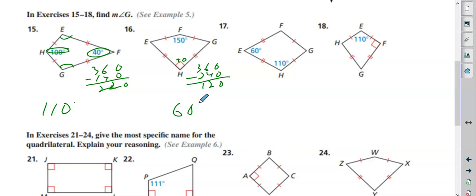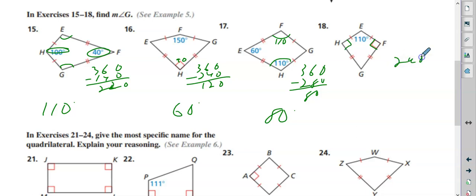Okay. Now this one, remember, this is going to match over here. So this is 110. So we're going to add those three up. 110 plus 110 is 220. Okay. 220 plus 60 is 280. So 360 minus 280 leaves us with 80. So G is 80 degrees. And on 18, same idea. If this is 90, that's 90. So 110 plus 90 is 200, plus another 90 is 290. If we subtract that from 360, we get 70. So angle G is 70 degrees.